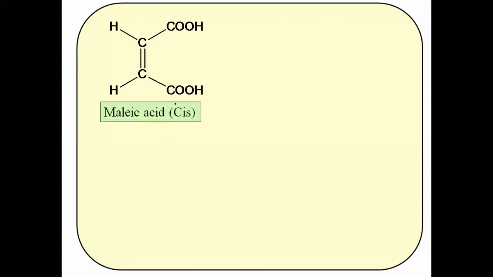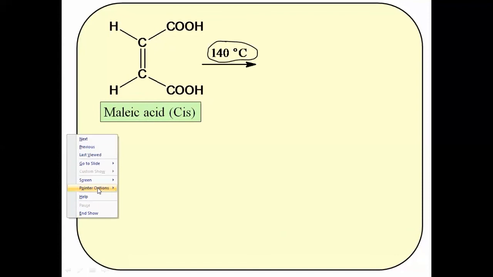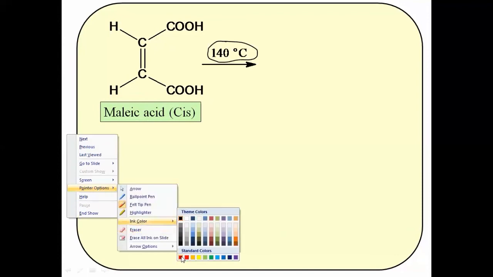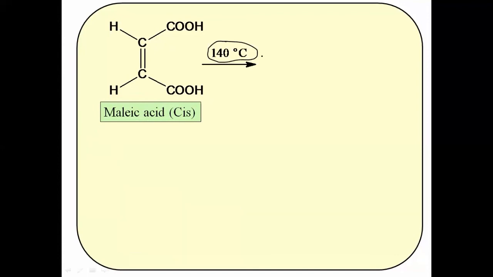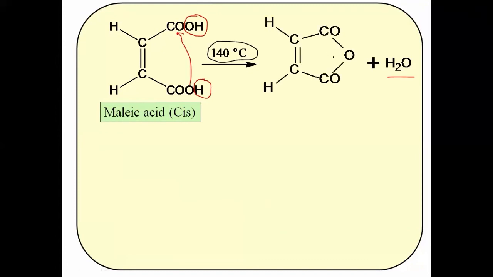Suppose this is our cis isomer, this is maleic acid. Suppose it is heated at a temperature of 140 degree Celsius. What happens after heating? It undergoes dehydration. When maleic acid is heated at 140 degree Celsius, it undergoes dehydration. OH from one COOH and hydrogen from another COOH form H2O, a water molecule is formed. Then the molecule undergoes cyclization and we get a cyclic compound.